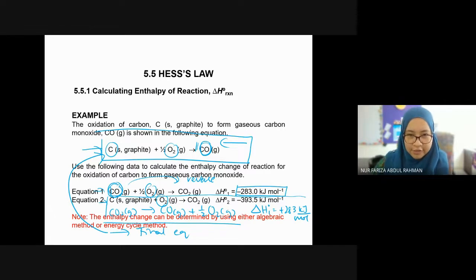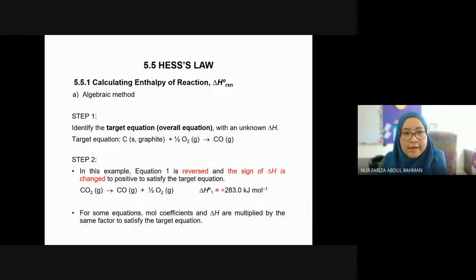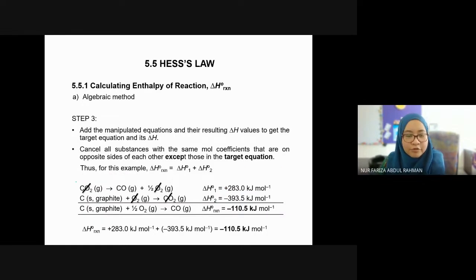Alright, jom tengok dia punya working. Okay, so this is our target equation, guys. Okay, step 1. And then kita kena adjust, kita kena manipulate. So like I said just now, kita reversekan. So the sign will be changed to positive. Okay, and then kita put everything into this. Okay, so that kita nampak semua yang dah di-manipulate just now.